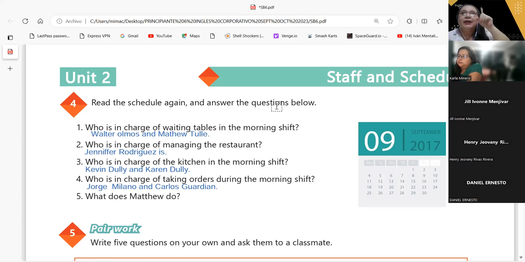No, number one in order. Who is in charge of waiting tables in the morning shift? Walter Olmos and Matthew. Okay, thank you so much. Very well done. That is the way you have to do it. Now we move to question number two.